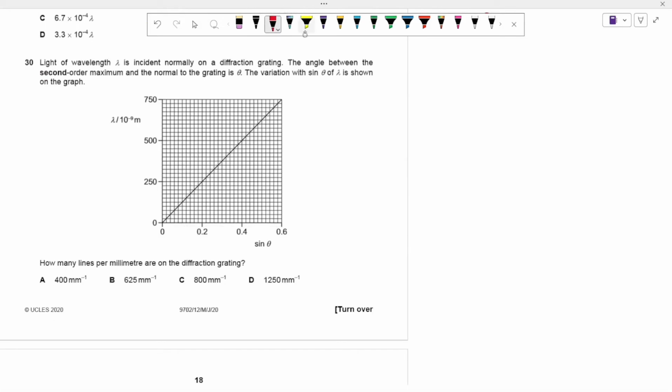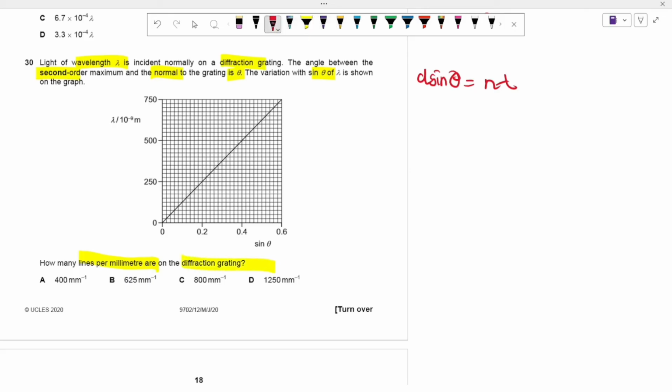Question 30. Light waves of wavelength lambda, we're given wavelength, is incident normally on a diffraction grating. Whenever you see the word grating, this is my law. I drop everything, I drop my pen down, and I write d sine theta is equal to n lambda. Whenever I see a diffraction grating, somehow I have to use this equation. I always know it, right? The angle between the second order, pay attention to the words second order, and the normal to the grating is theta. The variation with sine of theta is shown on the graph. How many lines per millimeter are on the diffraction grating?